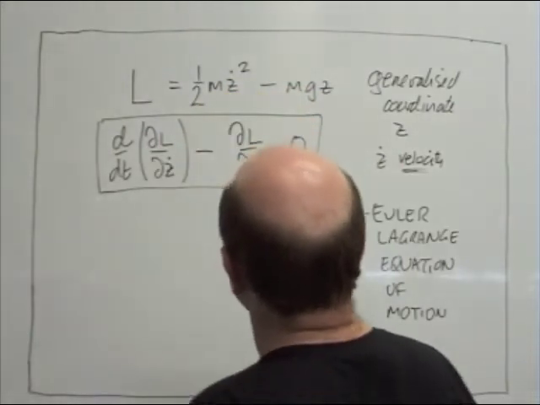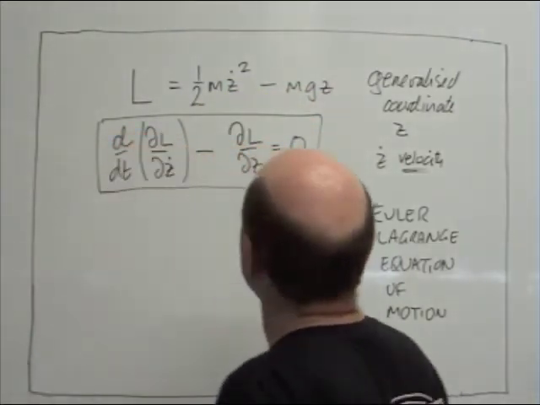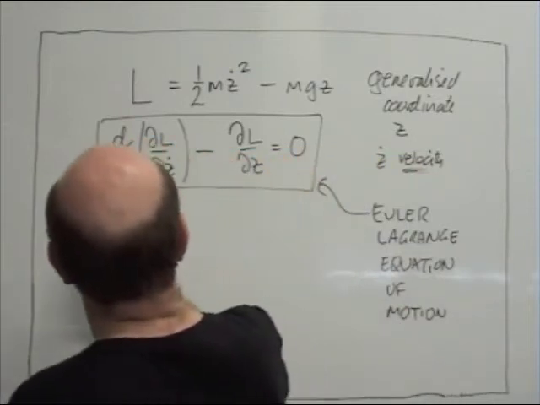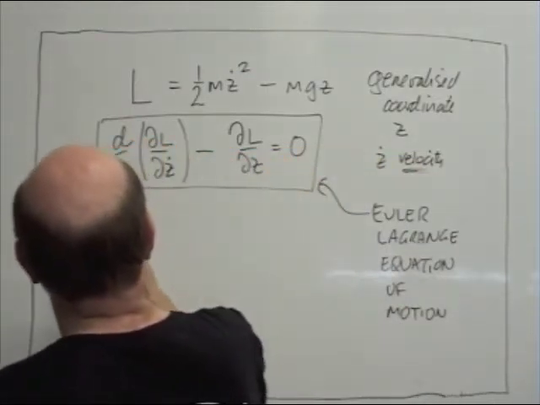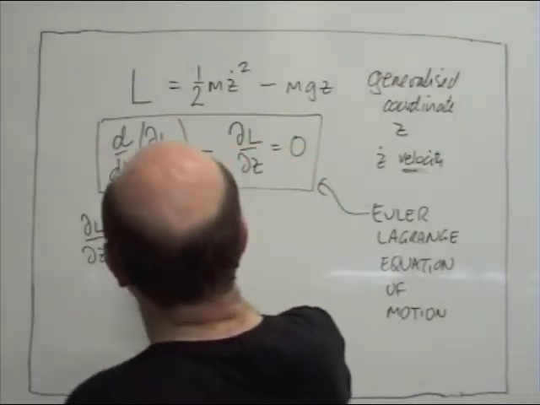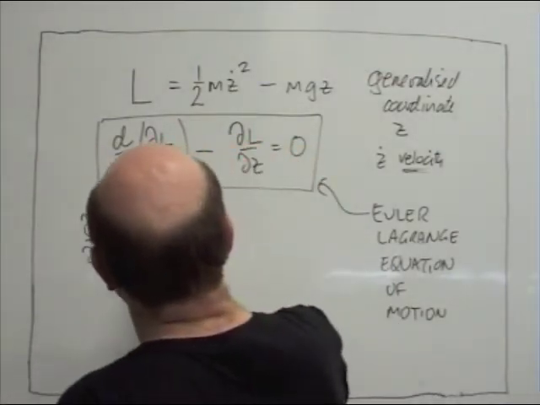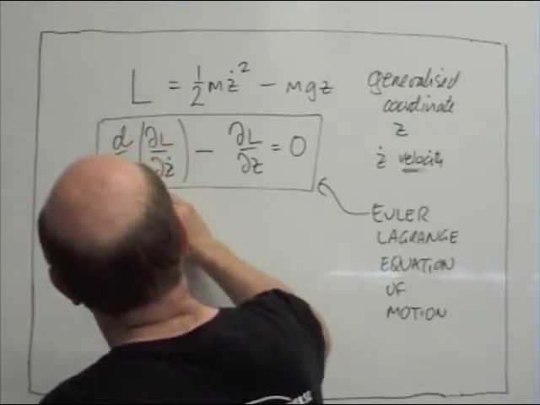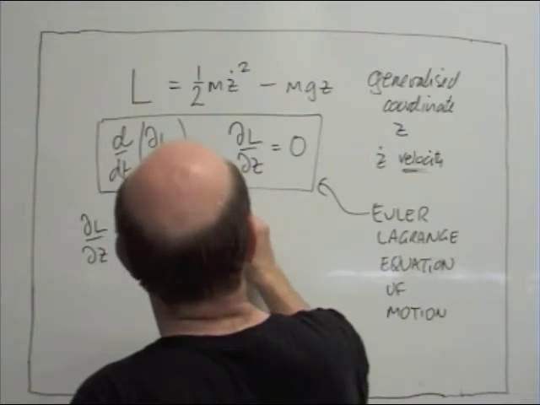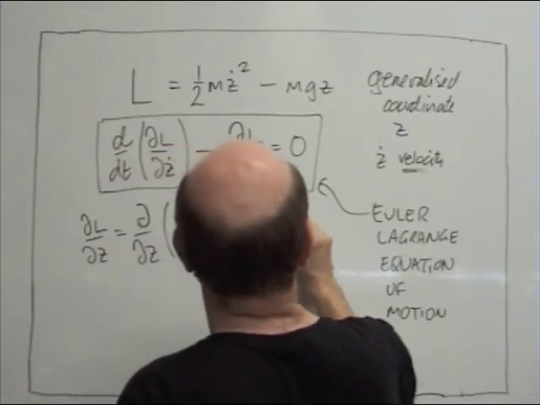Okay, so in this case we've got to calculate these partial and ordinary derivatives. So the first one we're going to do is the easiest one, which is the partial derivative of L with respect to z. So that equals the partial derivative with respect to z of 1/2 m z dot squared minus m g z.